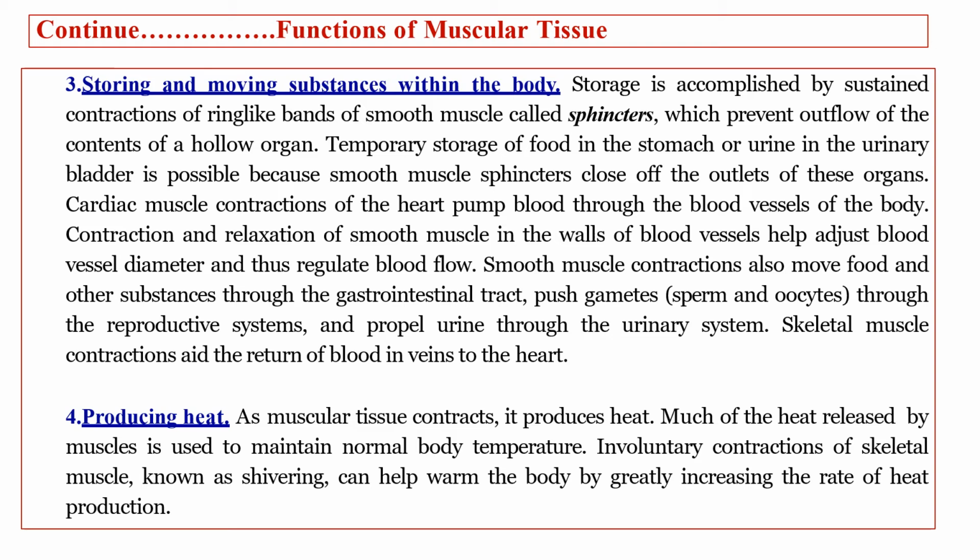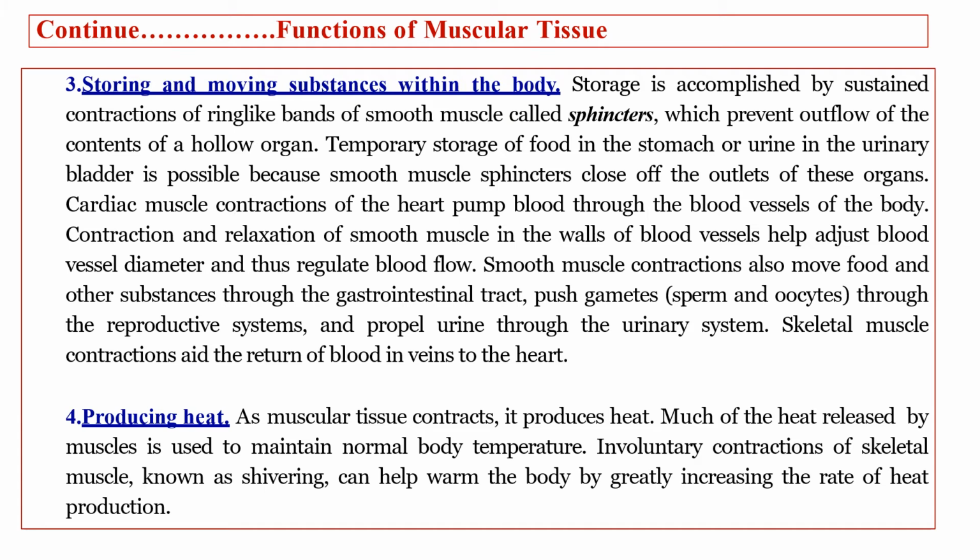Cardiac muscle contractions of the heart pump blood through the blood vessels of the body. Contraction and relaxation of the smooth muscle in the walls of blood vessels help adjust blood vessel diameter and thus regulate blood flow. Smooth muscle contraction also moves food and other substances through the gastrointestinal tract, pushes gametes, sperm and oocyte, through the reproductive system, and propels urine through the urinary system. Skeletal muscle contractions aid the return of blood in veins to the heart.